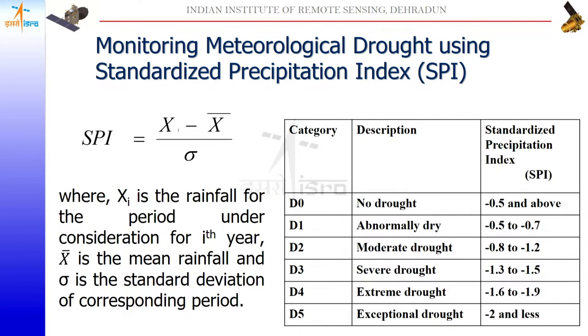Based on the SPI value, there is also a categorization of drought, denoted from D0 to D5. From the description we can easily define that if the value is minus 0.5 or above, there is a normal or no-drought condition. But as the SPI value decreases on the negative side, more dryness may prevail in the area, and the drought condition may become severe, extreme, or exceptionally severe with more negative SPI values, as mentioned in the table on the slide.